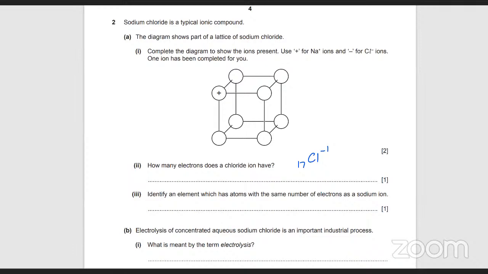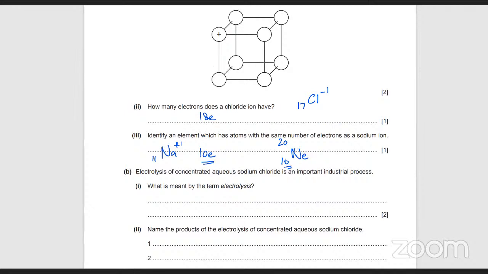So remember 17 is already there, so there's just one more electron that's gained, so that's 18 now. Identify an element which has atoms with the same number of electrons as a sodium ion. So sodium ion, sodium is 11, so +1, that means it's got 10 electrons. The periodic table will find an atom which has 10 electrons. That is going to be a periodic table, go and look, and I think you'll figure out neon. The atom of neon has 10 electrons.